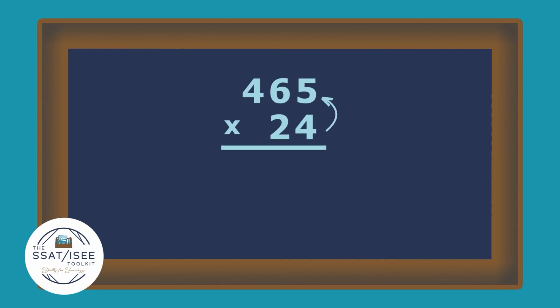Multiply the 4 by the 5 to give you 20. Put the 0 down below and carry the 2. 4 times 6 is 24, plus the carried 2 equals 26. The 6 goes down below and the 2 is carried. 4 times 4 is 16, plus the carried 2. Since there are no more numbers to be multiplied up top, you can put both the 1 and the 8 down below.